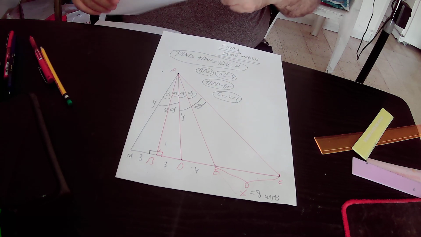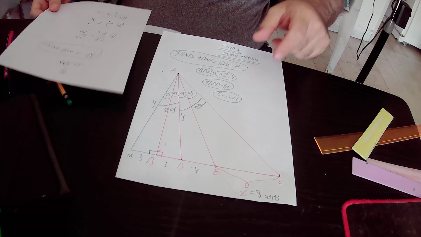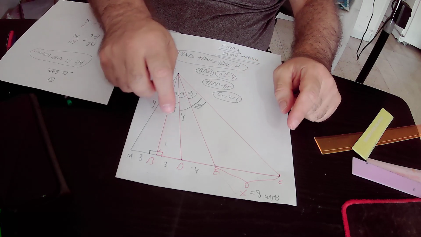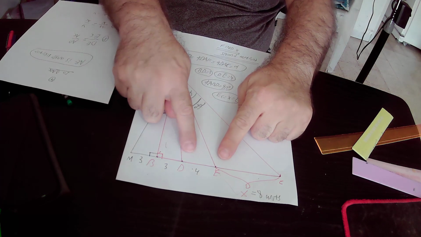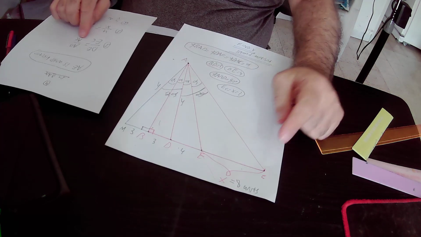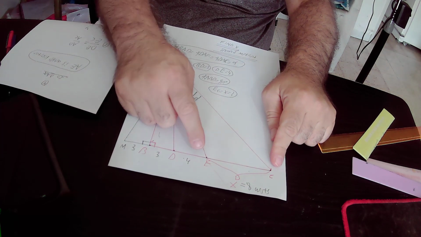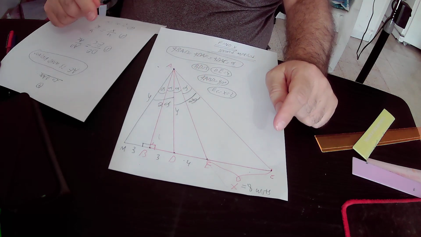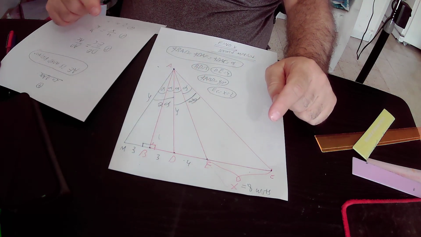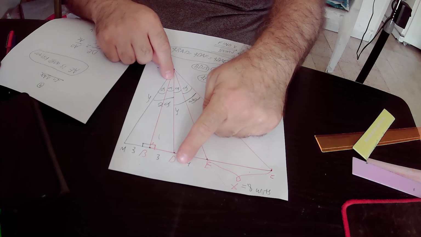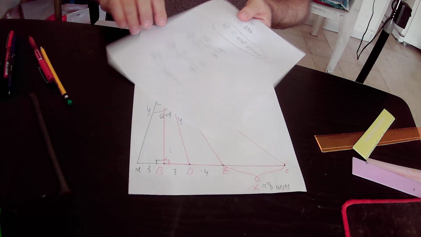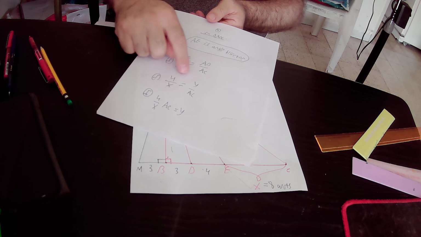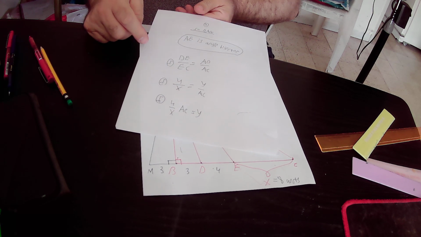So what is the size of DE? DE equals 4. And what is the size of EC? EC equals X. And what is the size of AD? The size of AD is Y. So in total, we got that 4 over X equals Y over AC.